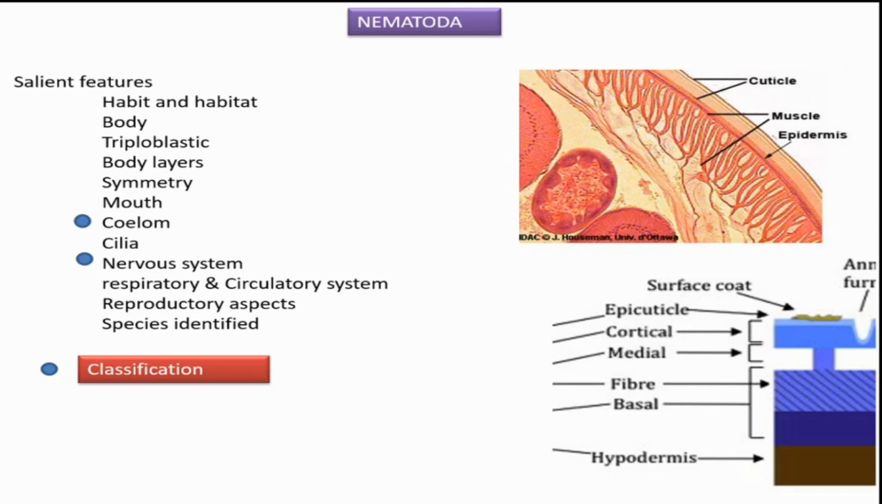Then cilia. Regarding the cilia, generally cilia are absent in this phylum. But in some primitive species, they have cilia in gastrodermal cells. Then regarding the nervous system. Coming to the nervous system.